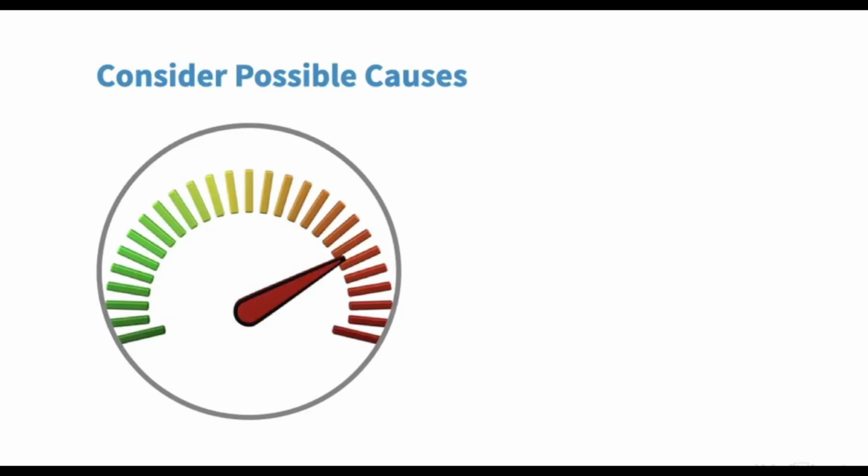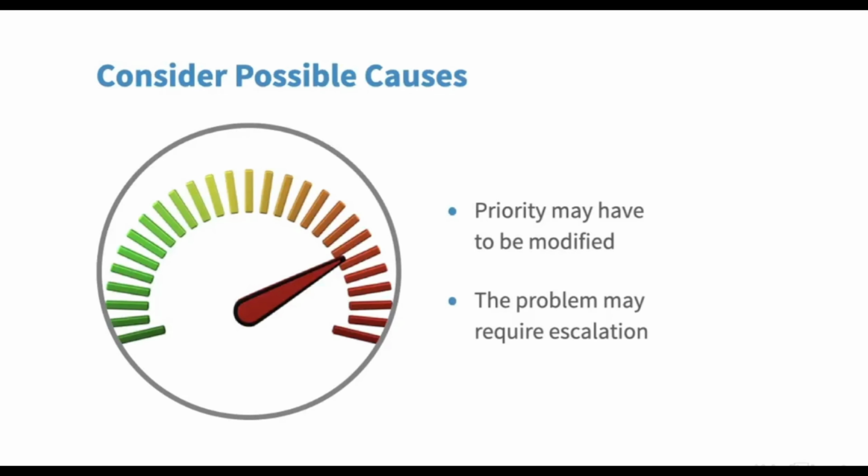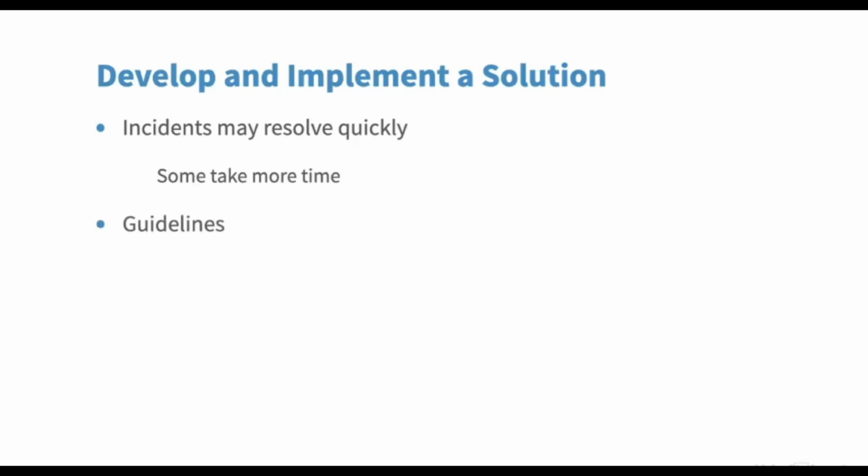Once the scope is determined and you know what possibly caused the incident, at this point the priority may have to be modified, either higher or lower, depending on what has happened. In some cases, the issue may require escalation and then handing it off to a more experienced technician for resolution. Then you will develop and implement a solution. Now keep in mind some incidents are resolved quickly, such as restoring power or rolling back from an upgrade, but some take more time as testing before deployment is sometimes required before implementing a solution.